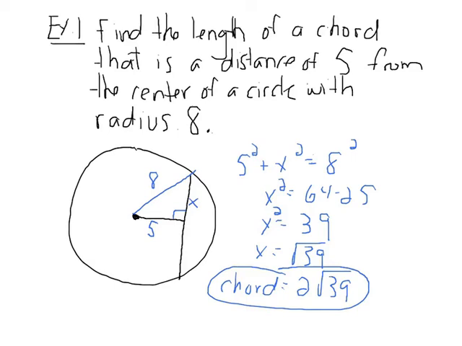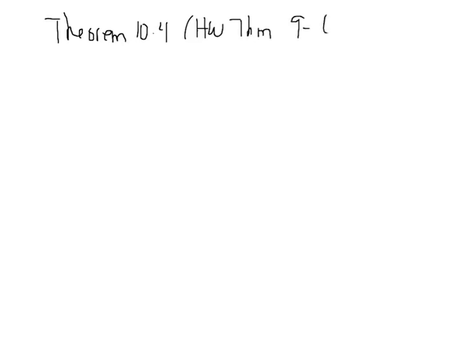Now, it doesn't matter where I orient the circle and this chord. If I move that chord to any other place on the circle, do you agree that if it's 5 units away from the center, the length of that chord will always be 2 times the square root of 39 units long? Since it doesn't matter, we can conclude the following theorem. And this will be the last theorem lesson. This is theorem 10.4, which is homework theorem 9-6.